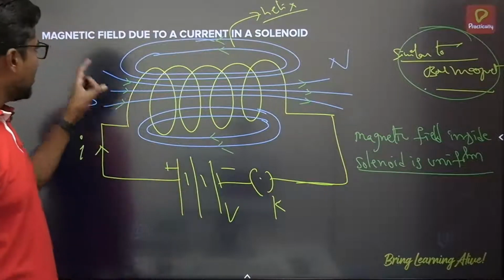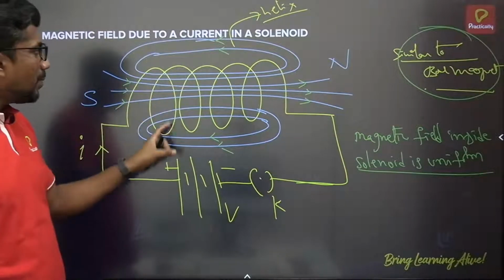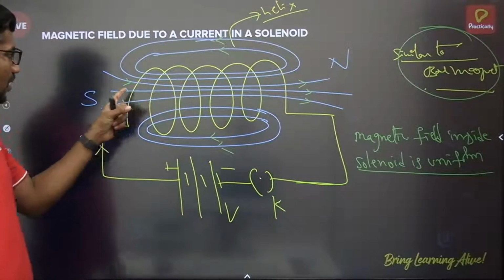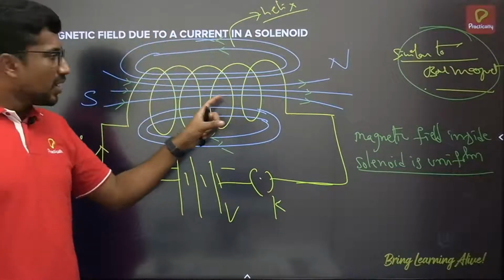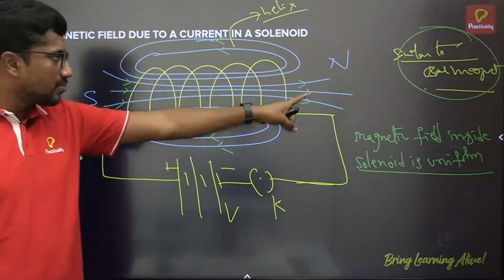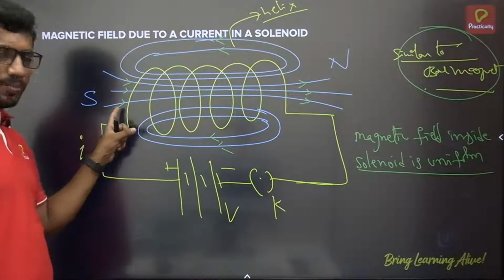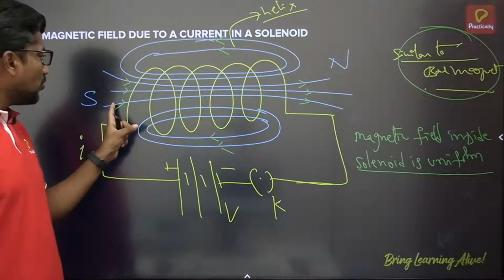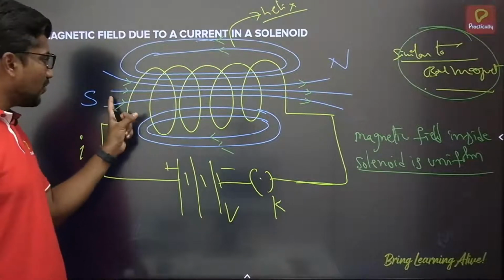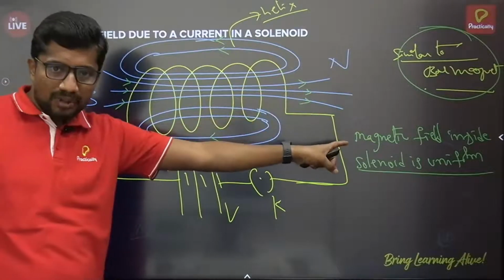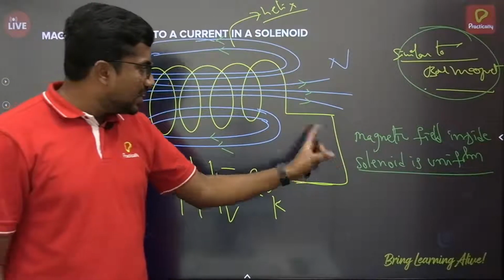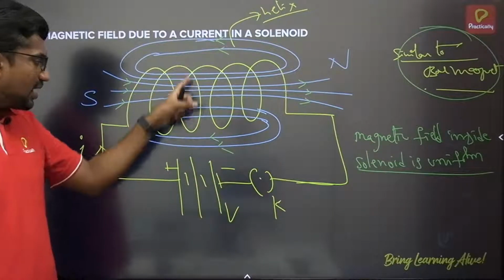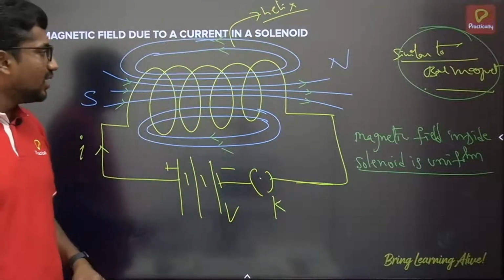That's why I said the magnetic field developed by a solenoid is just similar to the bar magnet, where the magnetic field lines are continuous closed loops. All the magnetic field lines emerge from the north pole and merge at the south pole. Inside the solenoid, magnetic field lines are directed from south to north pole, and inside the solenoid the magnetic field is uniform, with continuous parallel lines, as you can see.